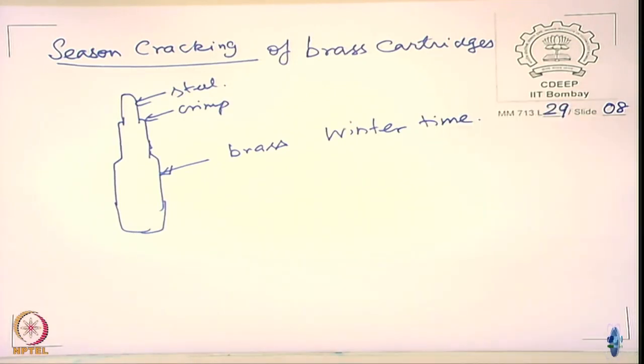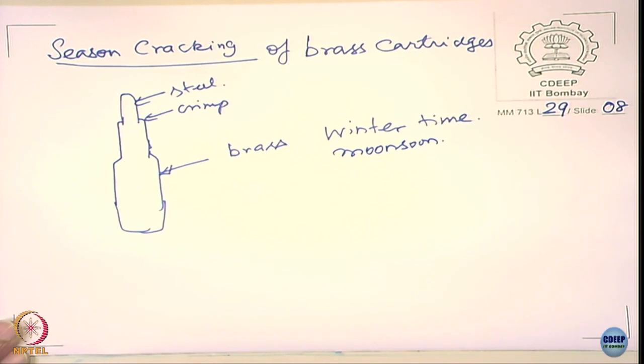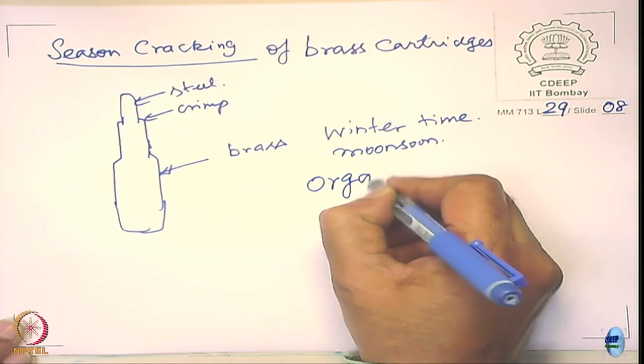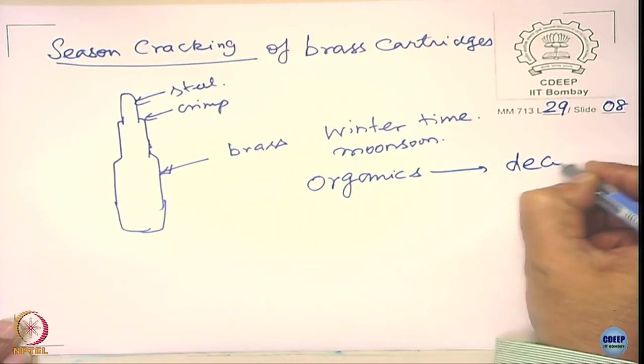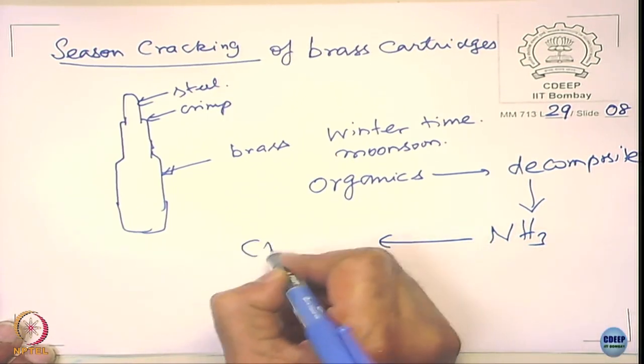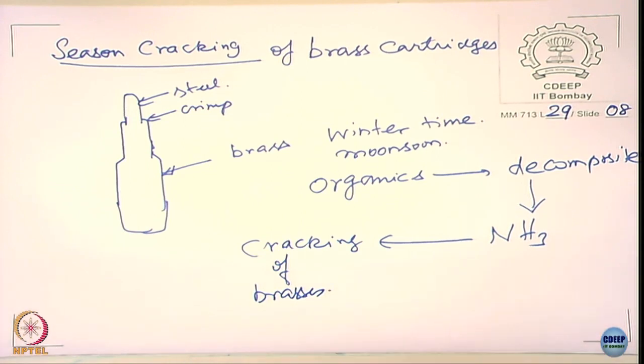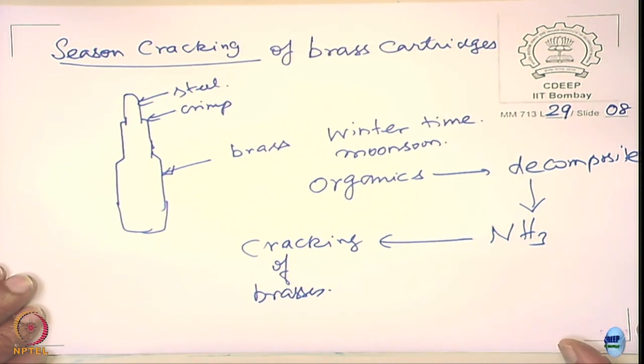They were traced to India first, because the British found that these cartridges failed during winter and monsoon time, when what happens to organics? Suppose you have organics, they decompose and then generate ammonia, and the ammonia causes cracking of brasses. So, these are the names given to stress corrosion cracking because they are associated with certain events, okay. And they can all in fact come under stress corrosion cracking of metals.